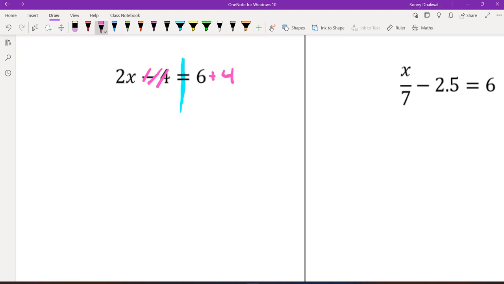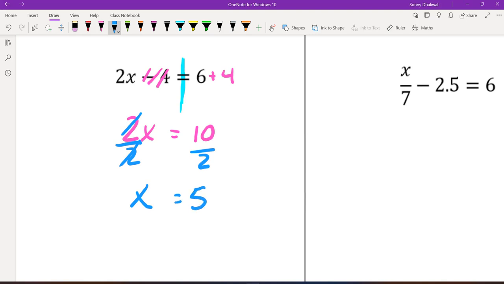So you cross it off, move it to the other side. We have a 2x sitting there, and a 6 plus 4 was just a 10. Now that 2, how do we get rid of that 2? Right? What do you think, Jacob? Divide by 2. Yeah, it's 2 times x, so you divide by 2. And the 2's disappear. We have 10 over 2, which we simplified down to just a 5.